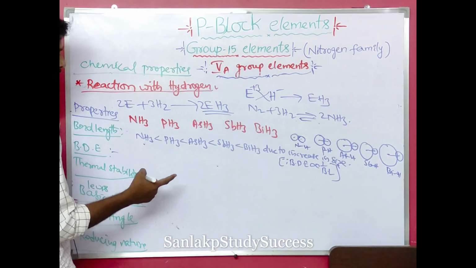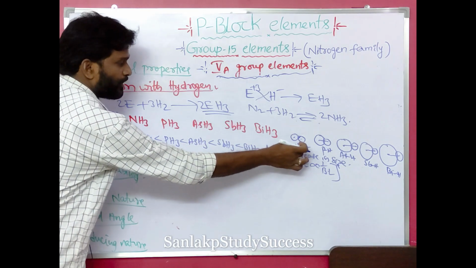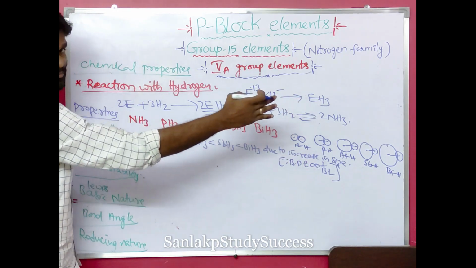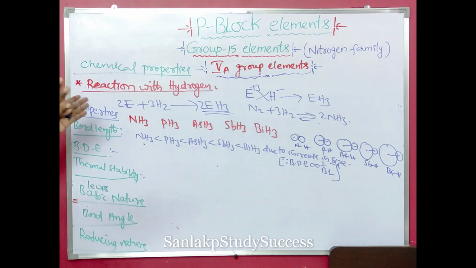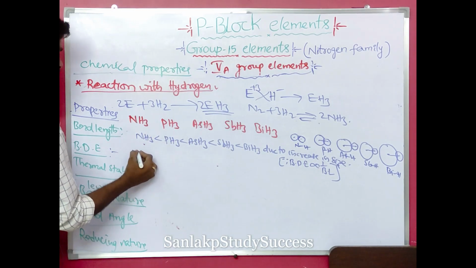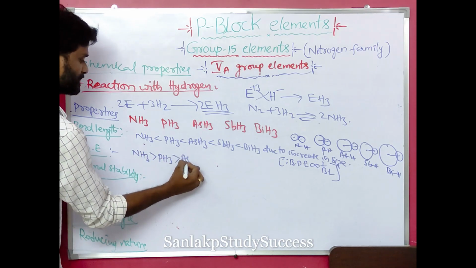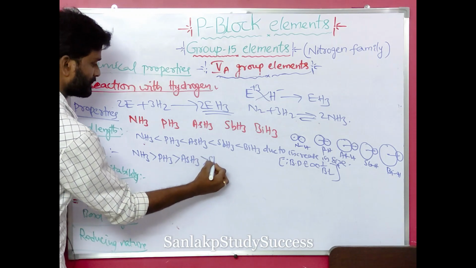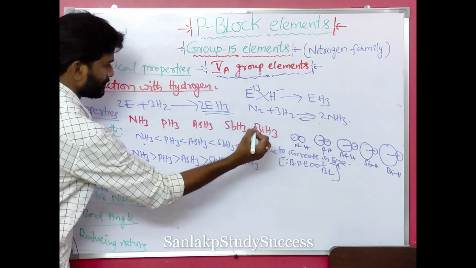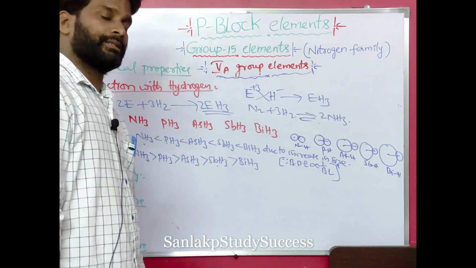So according to this, which has high bond dissociation energy, which is the stronger bond? N–H. Its bond length is very small, but in Bi–H its bond length is very large, so that bond is weakened. The stronger bond is N–H. So NH3, PH3, AsH3, SbH3, BiH3. This is the reason bond dissociation energy is inversely proportional to bond length.